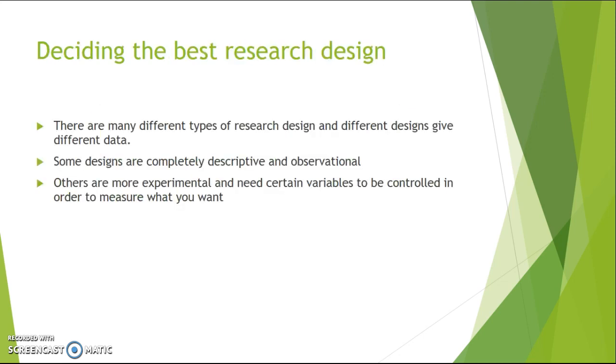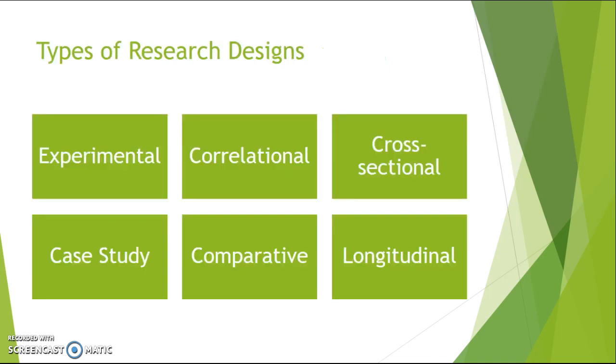But deciding the best research design, there's lots of different types of this, and different designs give different data. Some of them are descriptive, some of them are observational, and then some of them are more experimental and need certain variables to be controlled. So this just helps you be more specific, so you can measure what you want. Descriptive and observational, you won't have that sort of control, so it will give much different data than if you were to control all the variables.